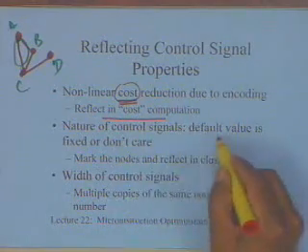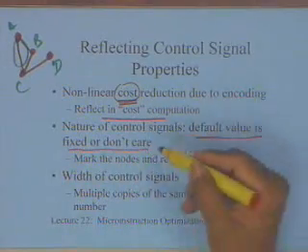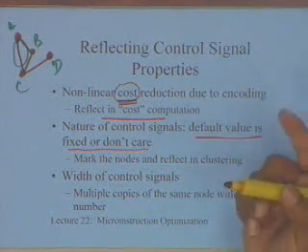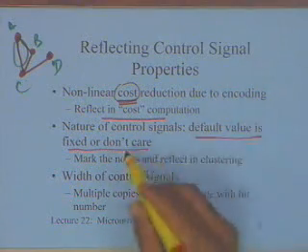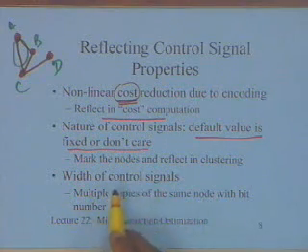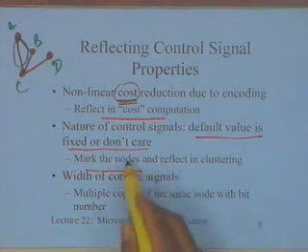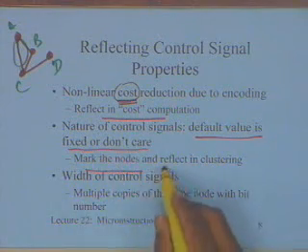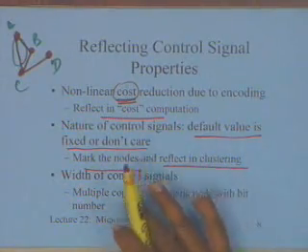The other thing is the nature of control signals, whether the default value is fixed or don't care. If the default value is fixed, that means we also have to include no op, and that has to be counted as another operation. Whereas if the default value is don't care, then I don't have to bother about that. So we will consider how to handle this. We can mark the nodes depending on whether they are a fixed type or a don't care type, and reflect that in clustering. When doing the merger, we can take care of this fact. Let us see how it works for the example that we have.